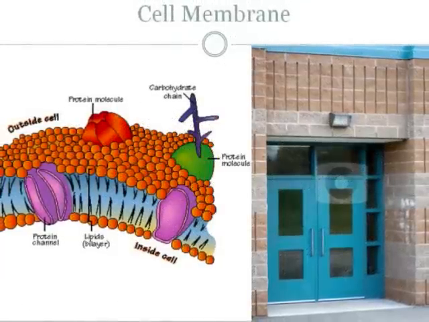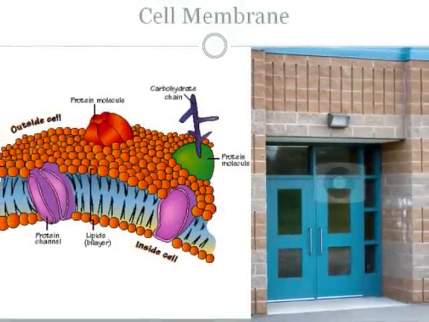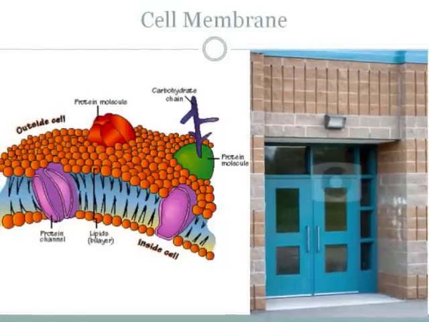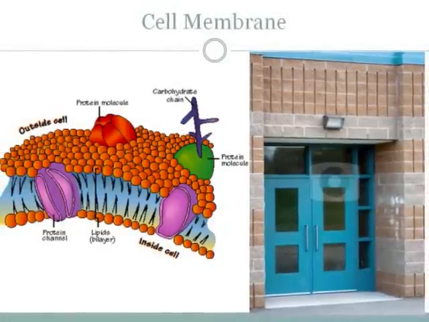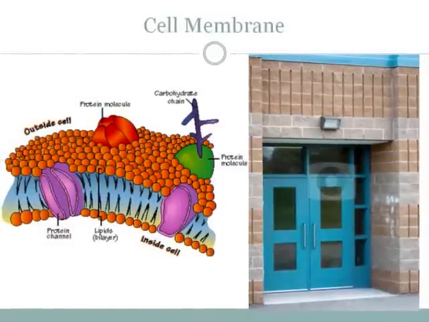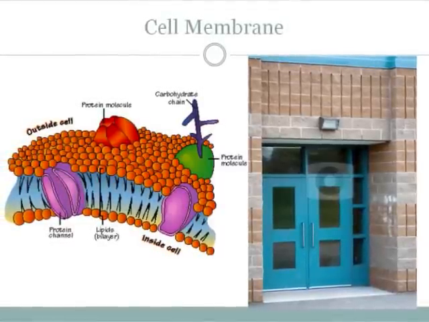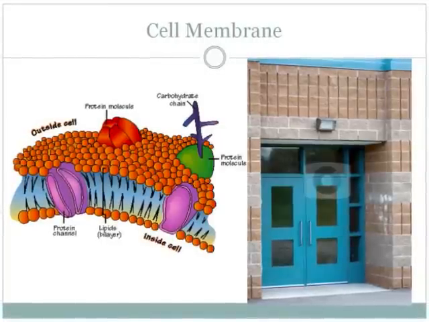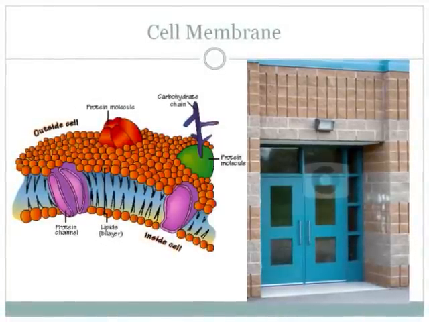The cell membrane forms the outside barrier of the cell. The job of the cell membrane is to regulate what goes in and out of the cell. The cell membrane is like the brick walls and doors of the school. The walls form a barrier from the inside of the school to the outside of the school, and the doors let students and teachers in and out of the school.